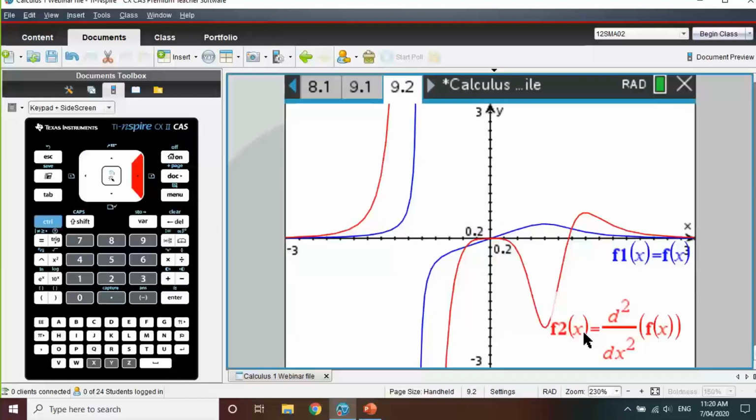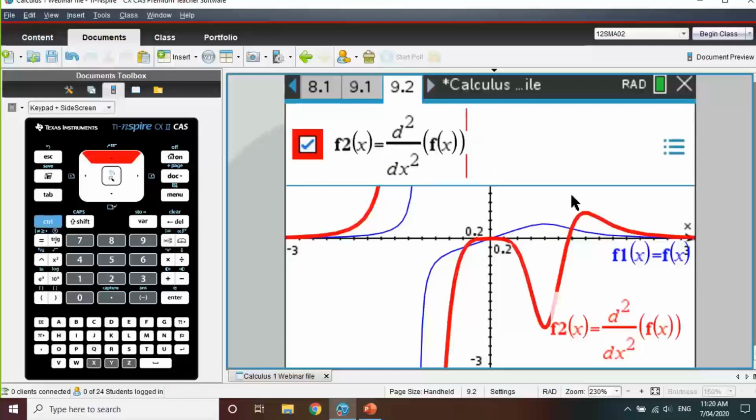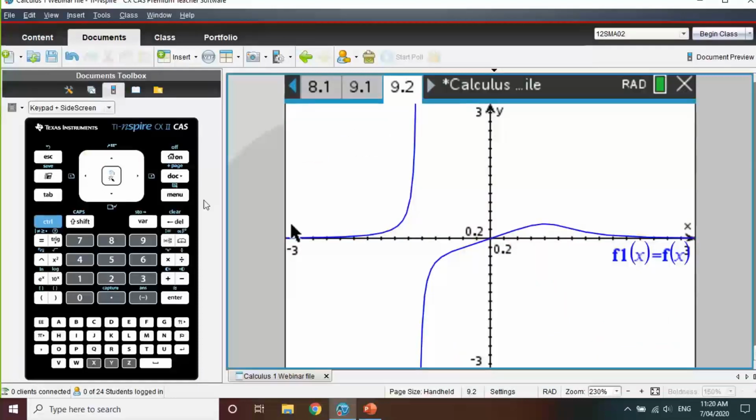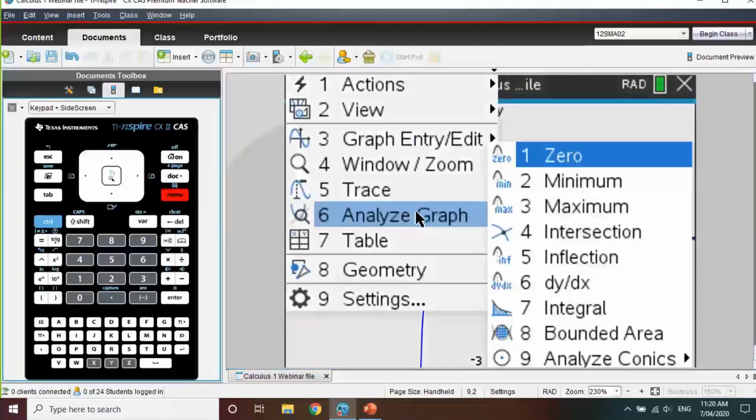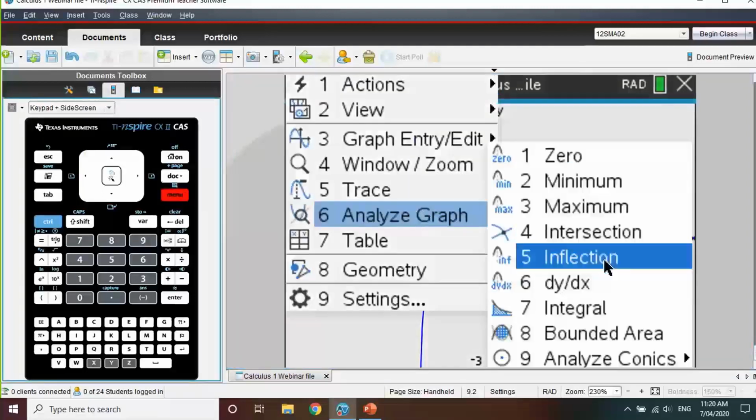A graphical way, if we are going for another way of efficiency, is I'm just going to hide our second derivative for now. And what we can do is use the analyze features in our graphing page. So in menu, we've got Analyze Graph, and in there, thankfully, we've got a point of inflection command that picks up any points of inflections.